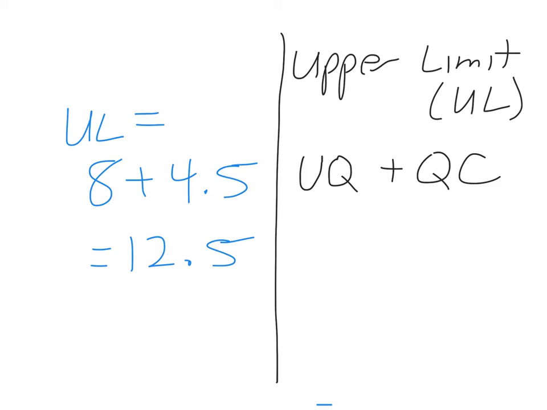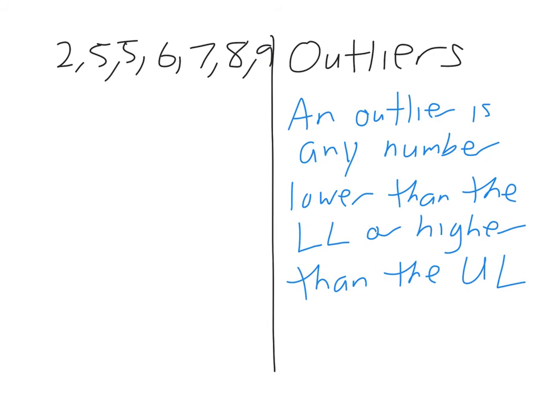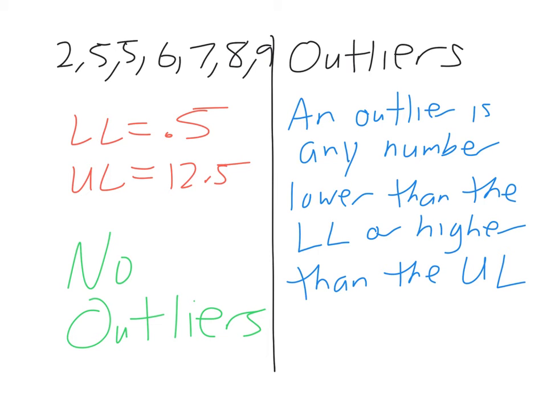So for our data to be sound, we don't want it to be below the lower limit or above the upper limit. And if it is, we call it an outlier. And an outlier is any number that is lower than the lower limit or higher than the upper limit. So in this case, were there any numbers lower than 0.5? No. Are there any numbers greater than 10.5? No. So that means that since there were none there, there are no outliers in the problem. So in this case, there are no outliers that we have to look at.